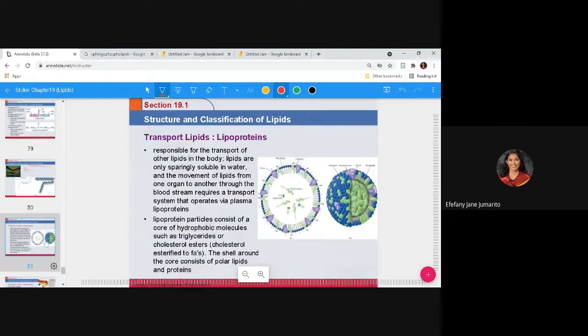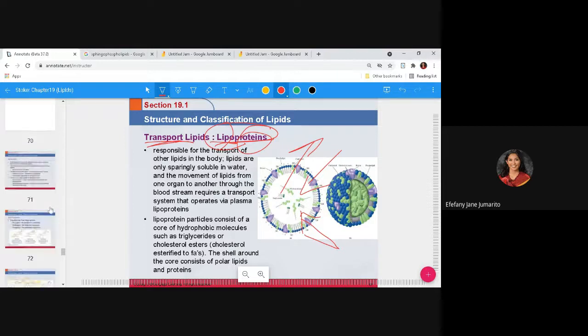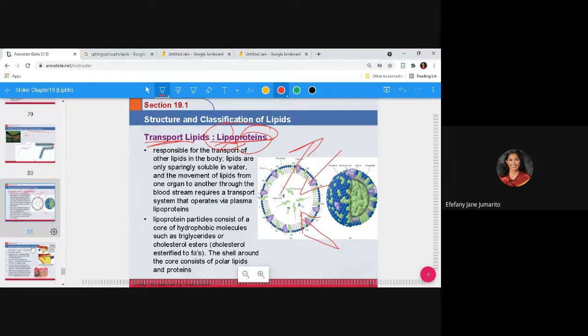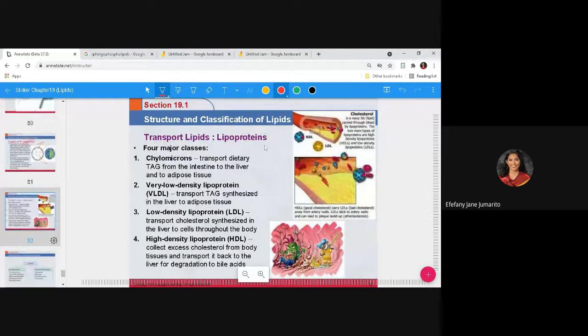Okay, so we have lipoproteins. It's a lipid and then we have the protein. Lipoprotein, lipid then protein. They are transport lipids, as we discussed earlier. So we have the HDL and the LDL, high density lipoprotein. You take note of this also. These are very interesting topics, LDL and HDL.